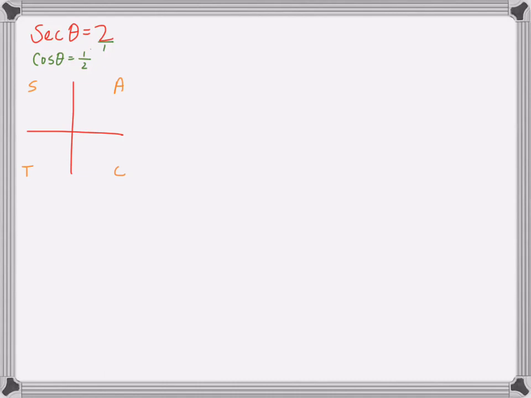So if cosine is positive, that means it has to be here, because everything's positive there. And C is positive, right? Because cosine is positive in the 4th quadrant. So my angle cannot be in those 2 quadrants. But that leaves me with 2 places where cosine's angle could work.